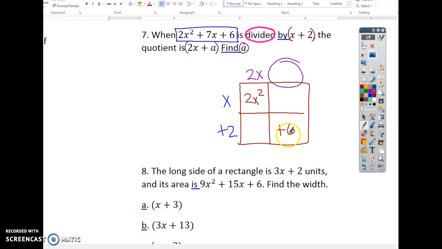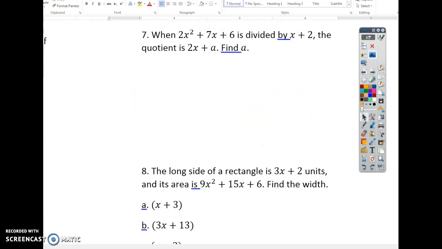But I have to divide 6 by 2 to give me this number. So what's 6 divided by 2? Positive 3. So your A, your answer, is just 3. That's all they were asking. They were just asking you to find the A, and my A is a 3. That is it. Nothing else. This is the easiest problem on the test.